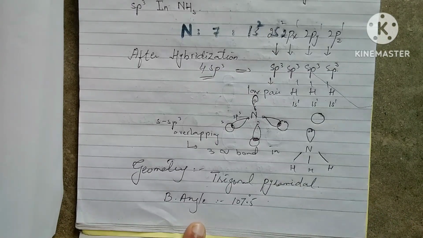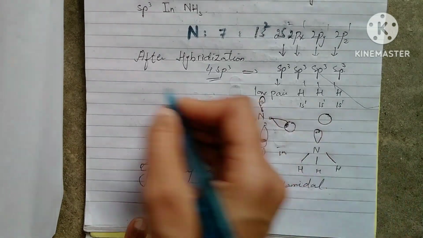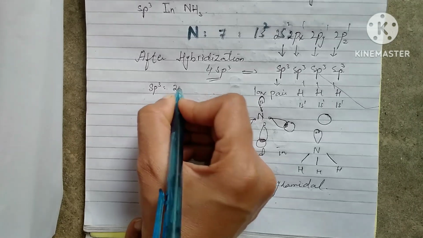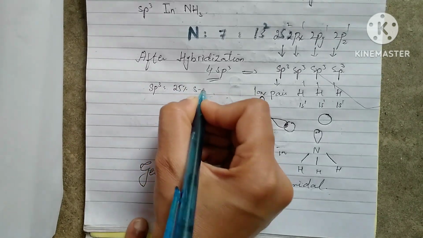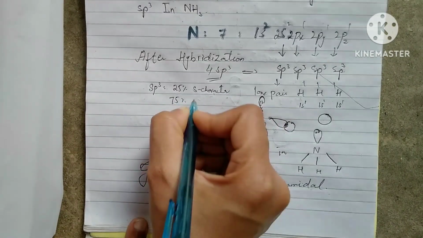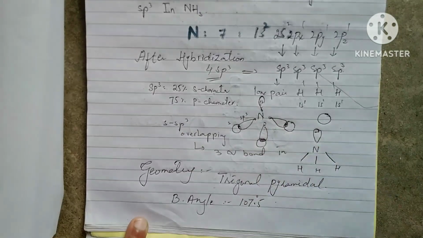The sp3 hybridization takes place. And here, one another thing that you should mention in sp3 hybridization: 25% s character and 75% p character are involved in the case of sp3 hybridization.